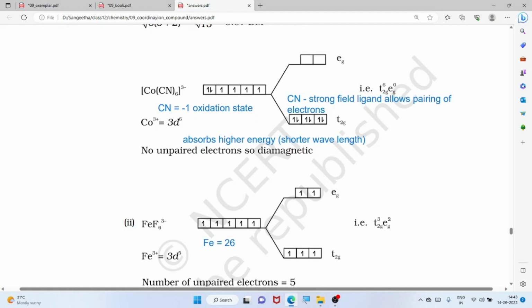So here pairing is allowed. These 4 unpaired electrons get paired in the excited state. You see, so here we have 0 unpaired electrons. This is a strong field ligand. A strong field ligand allows pairing of the electrons, so that is why these 4 unpaired get paired. So this is diamagnetic because there are no unpaired electrons.